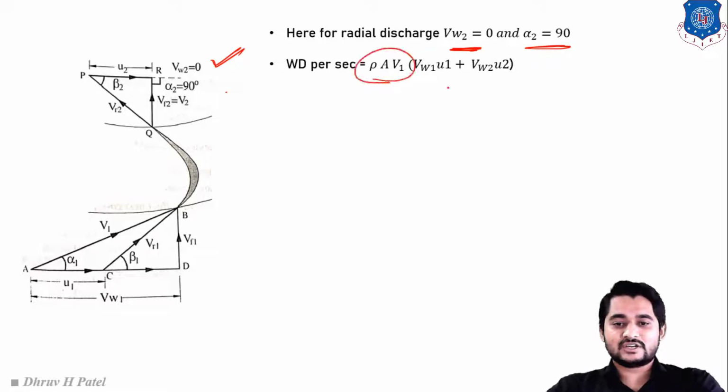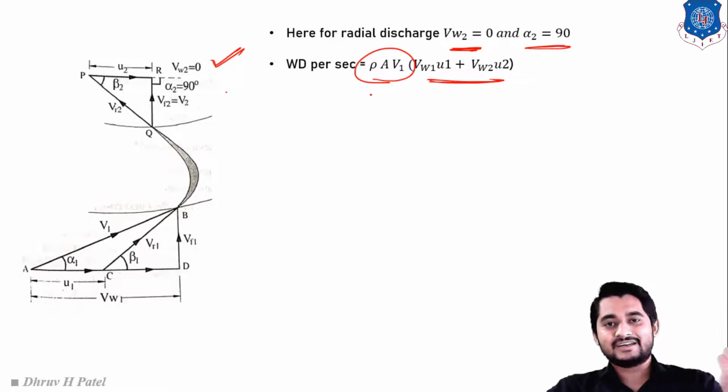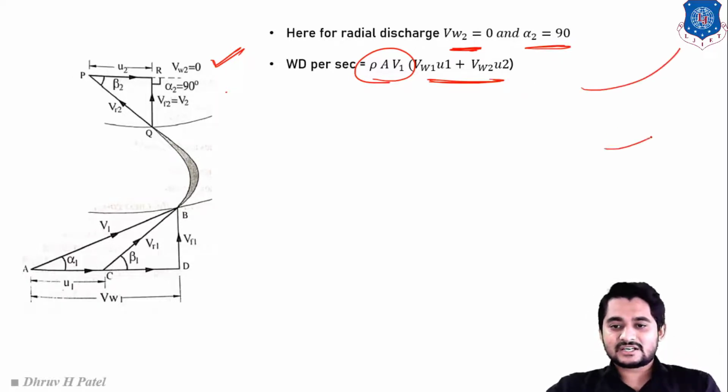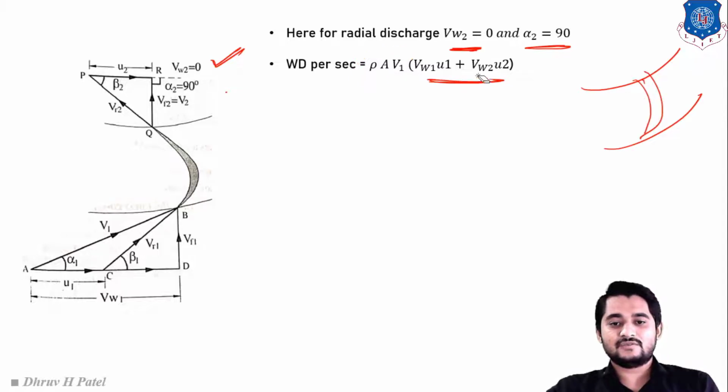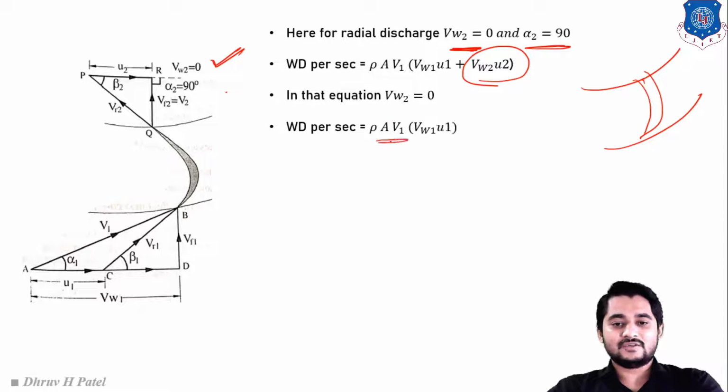Now work done per second. This is mass flow rate into velocity change. That means from our earlier derivation, we have to remember that for the radial blades, right? Remember the last theory of the impact of jet. For radial types of blades, we have to take this equation: rho a V1, Vw1 U1 plus Vw2 U2. In this equation, Vw2 is 0, so we can write rho a V1, Vw1 into U1, right?